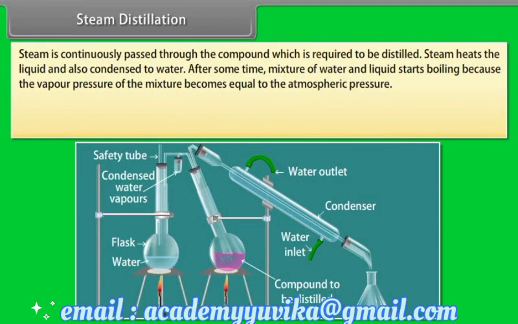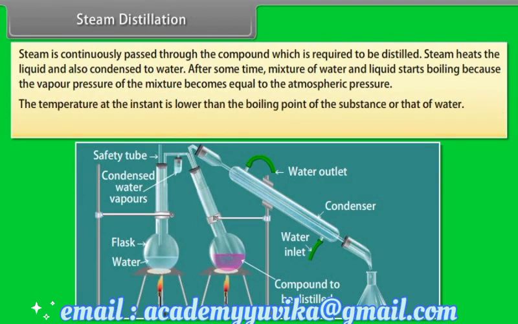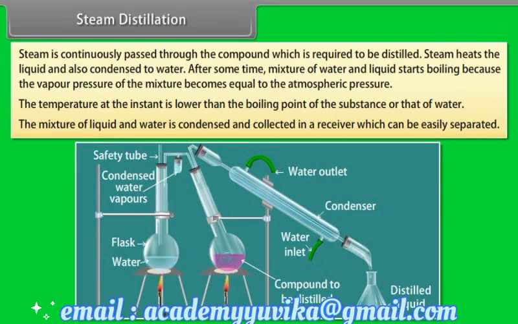Steam is continuously passed through the compound which is required to be distilled. Steam heats the liquid and also condenses to water. After some time, the mixture of water and liquid starts boiling because the vapor pressure of the mixture becomes equal to the atmospheric pressure. The temperature at that instant is lower than the boiling point of the substance or that of water. The mixture of liquid and water is condensed and collected in a receiver, from which they can be easily separated.